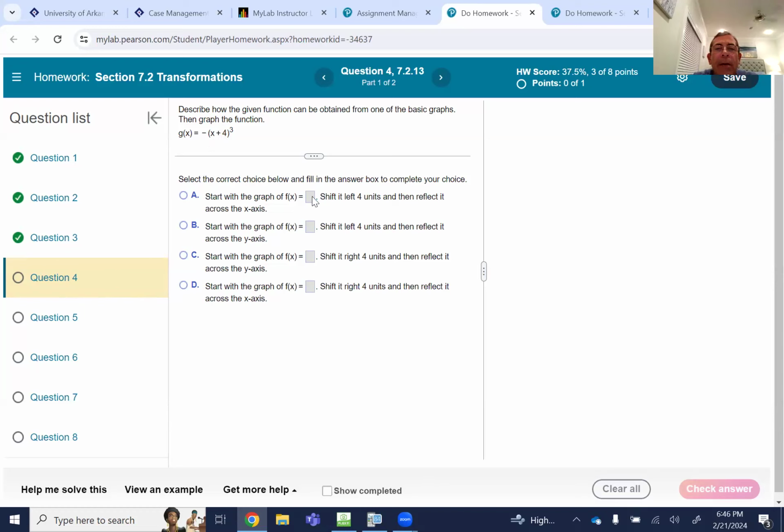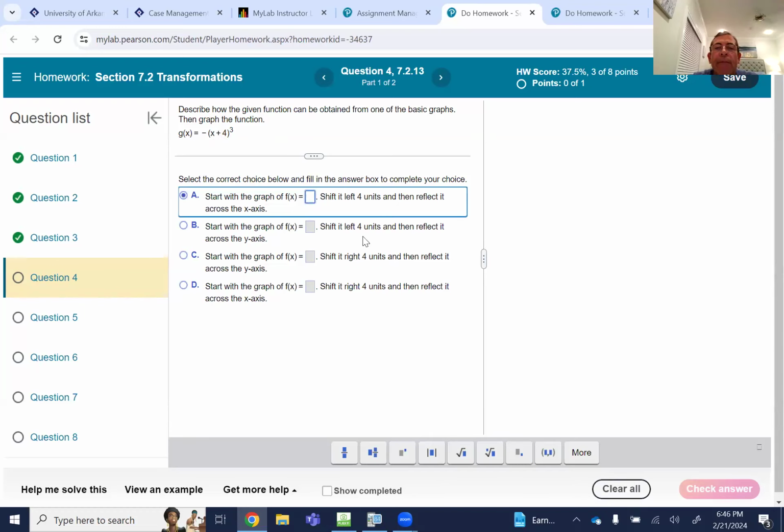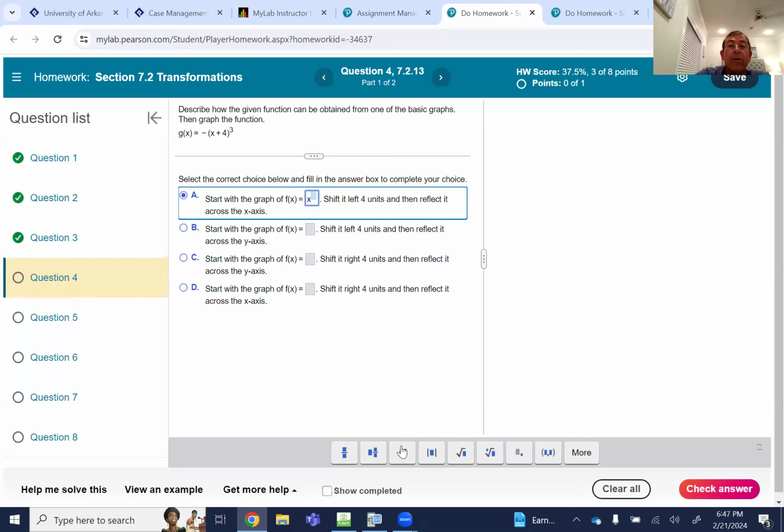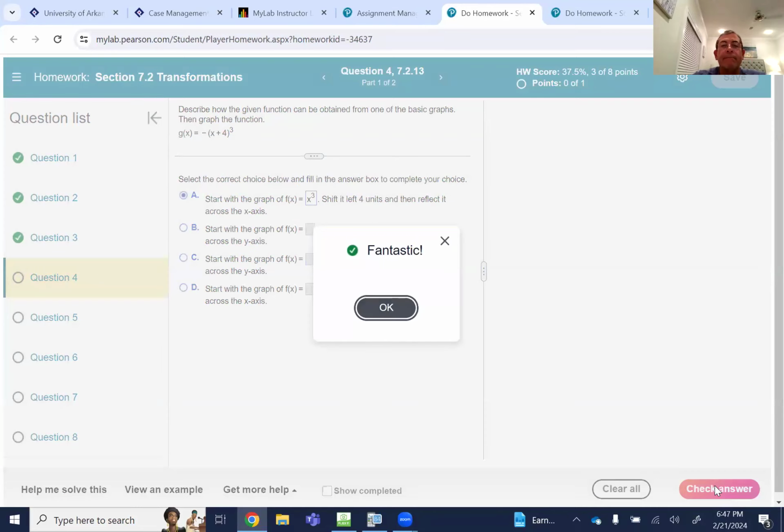So let's see, which one went left 4 and reflects over the x? Okay, that looks like A, right? Because B went left 4, but they're reflecting it over to y. And remember, we ain't learned how to do the y stuff. So B and C are automatically out. And then D, they tried to go right with it. So it definitely went left. Now remember, I said exponent 3 there. So that means my basic graph is x to the third. Okay, y'all with me? So then we're going to graph that.